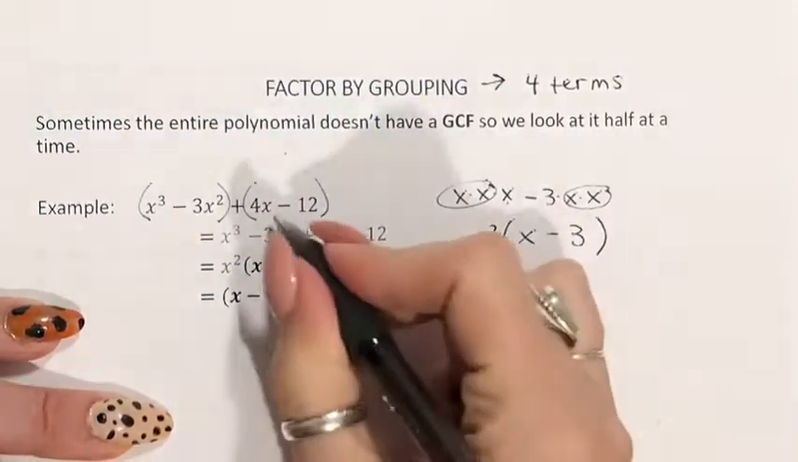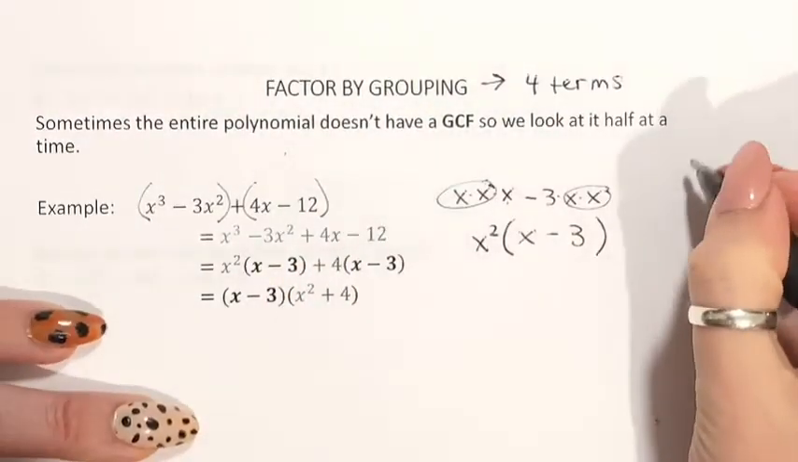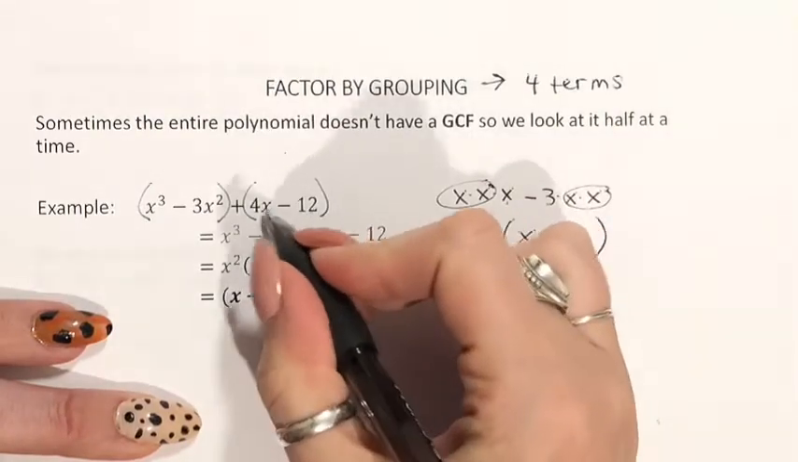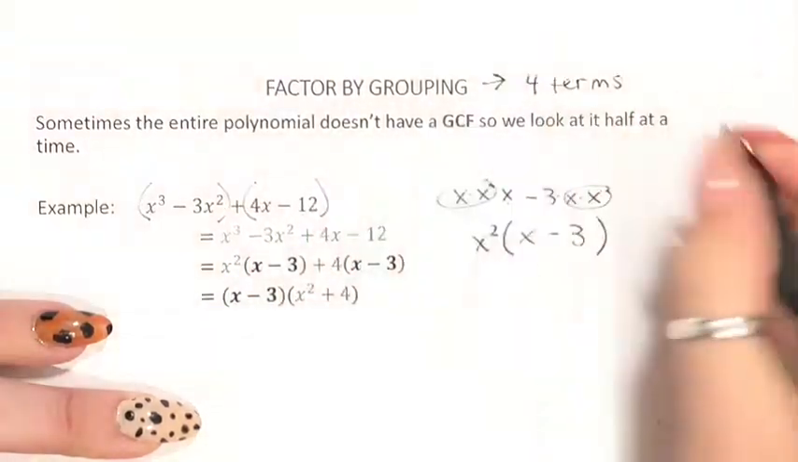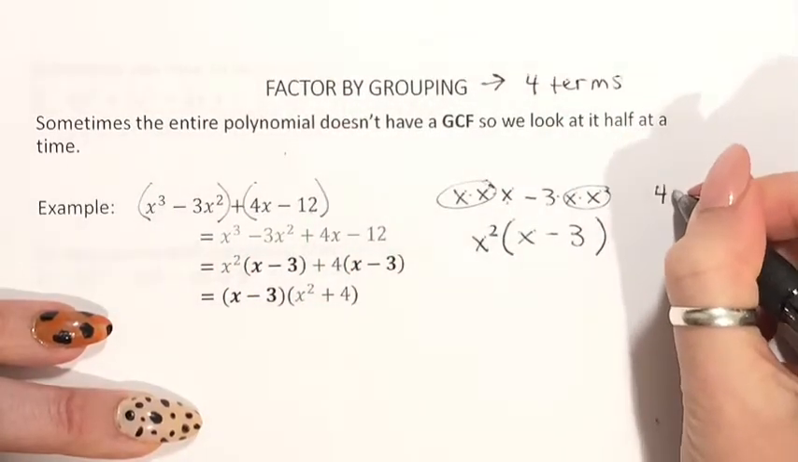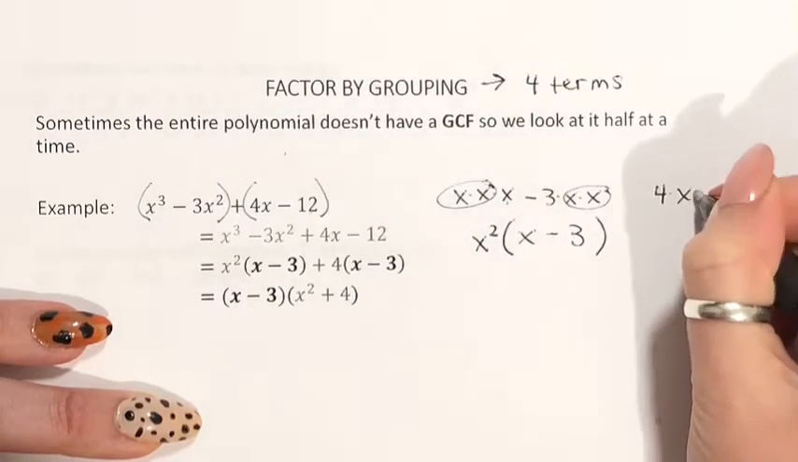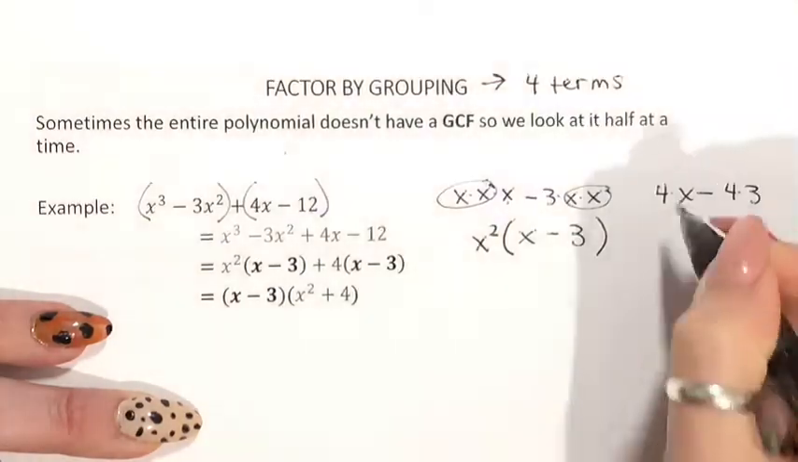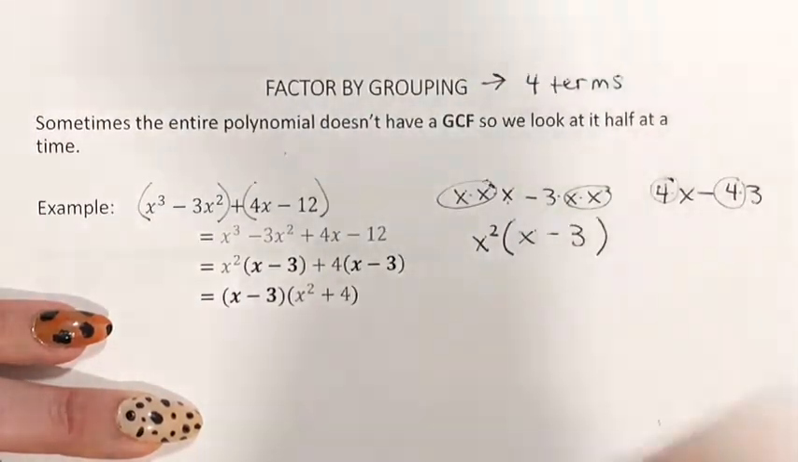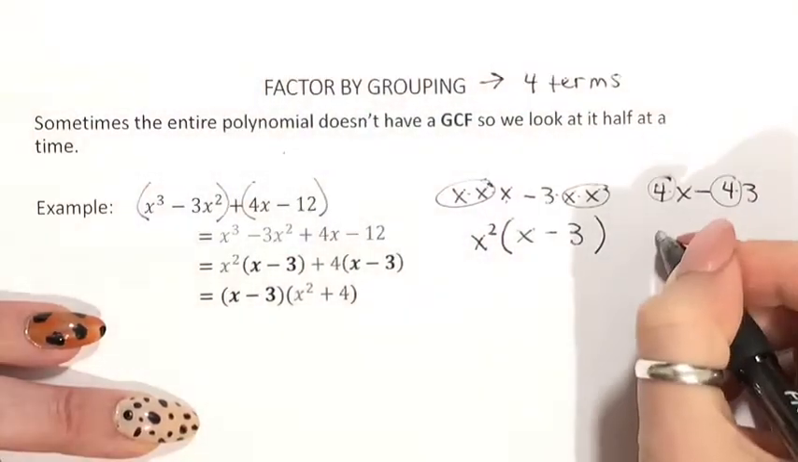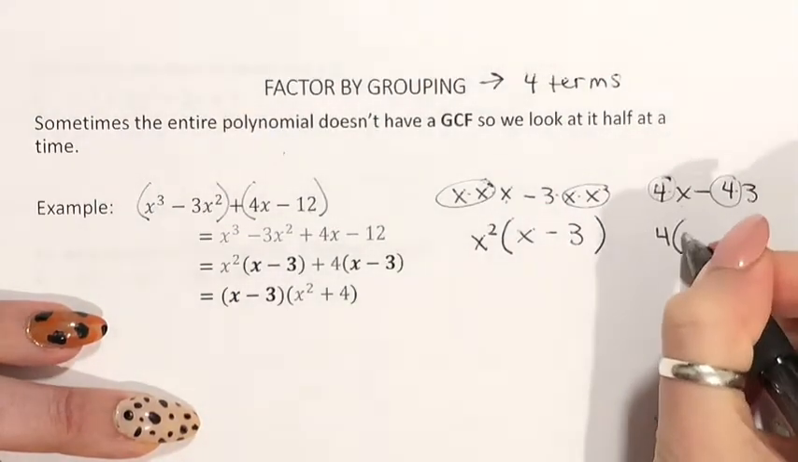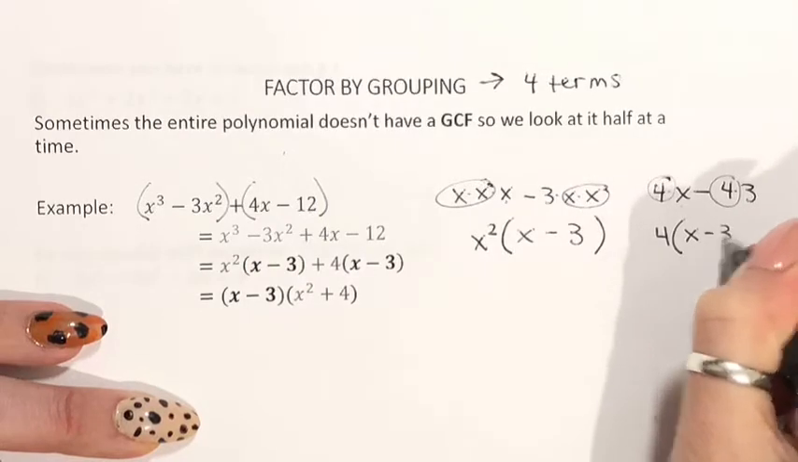So if I look at 4x minus 12, for 4x, we could break it into 2 and 2, but looking at 4 and 12, 4 goes into both 4 and 12. So I'm just going to keep it as a 4 times an x. But then I'm going to write 12 as 4 times 3. So we can see here our greatest common factor is a 4 for that group. So that 4 is going to go in the front, and then the leftover parts go on the inside. So we have x minus 3.